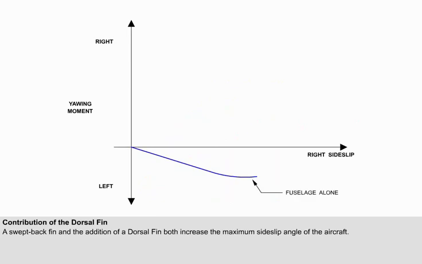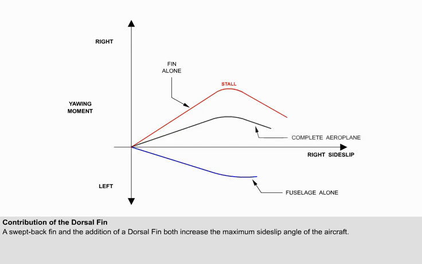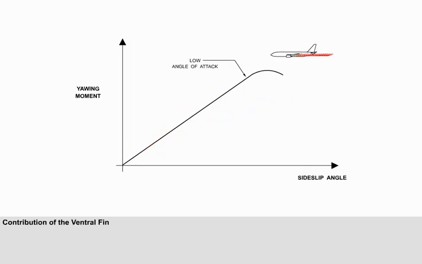To review the makeup of directional static stability, we can see that the fuselage is destabilizing. The fin alone is very stabilizing, but has a limited maximum side slip angle because of the possibility of fin stall. The complete aeroplane has directional static stability, which can be restricted by the stall angle of the fin. The addition of a dorsal fin can retain acceptable directional stability, and it reduces the likelihood of fin stall during normal operations.